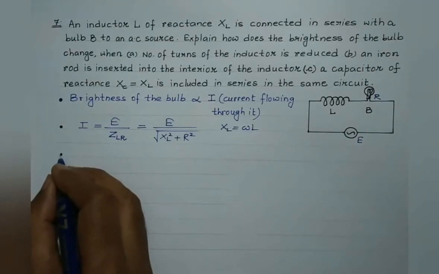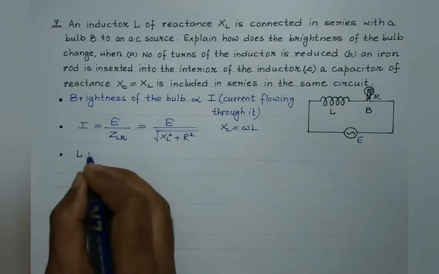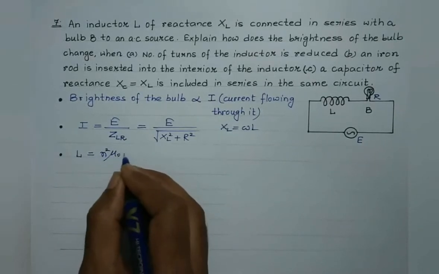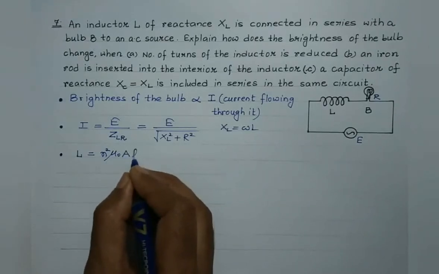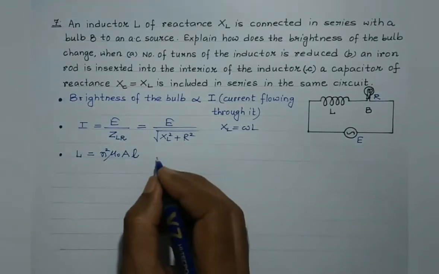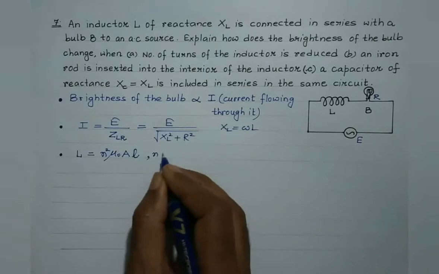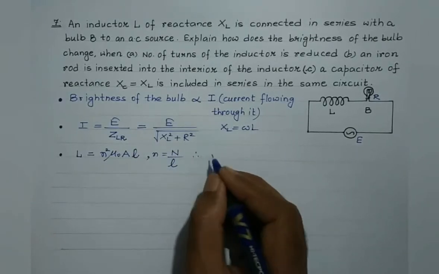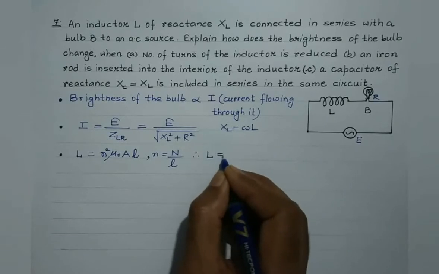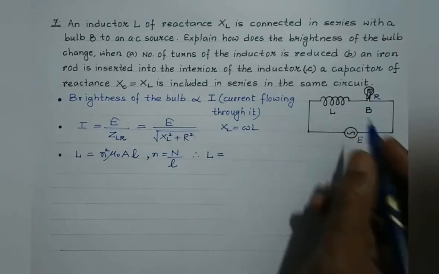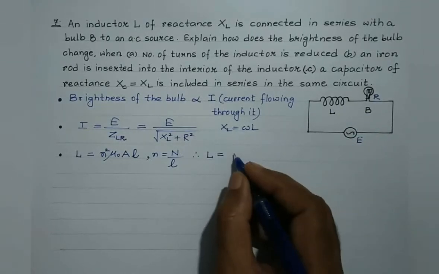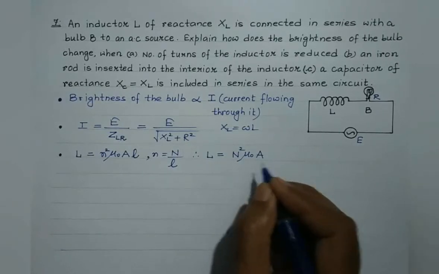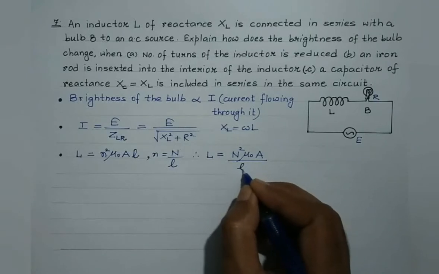Now the third point is the inductance of a coil. We are aware it's given by N square mu naught A L. Here N is the number of turns per unit length. Therefore, in case no medium is inserted as a core, in case of vacuum, what we get is N square mu naught A divided by L.